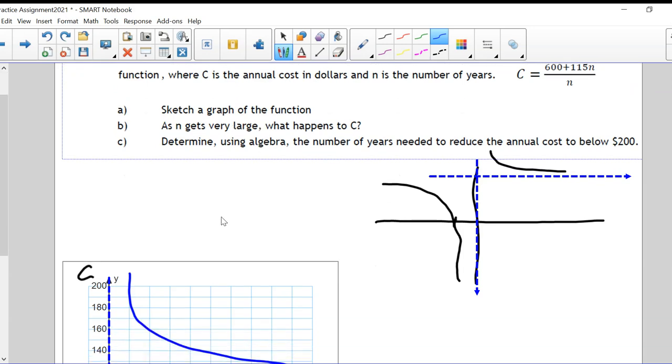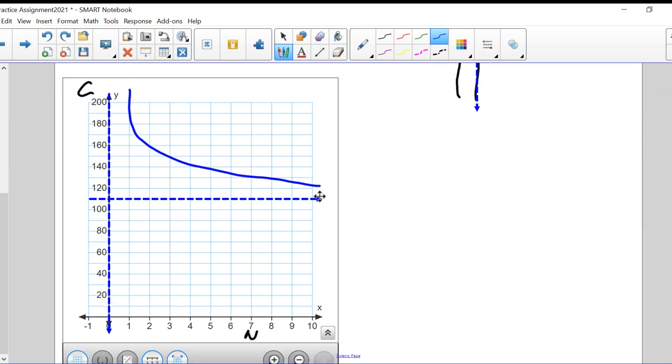Sketch a function, which we've done. As n gets very large, what happens to the cost? Let's answer that question first. What's the end behavior of this function? As I move towards n becoming infinitely bigger, after 10 years, 20 years, 15 years, what's happening to the cost? Is there some value that the cost is moving towards? What do you think, folks?